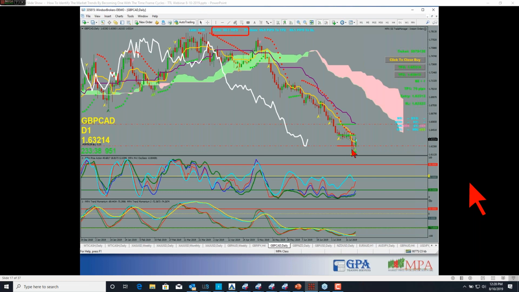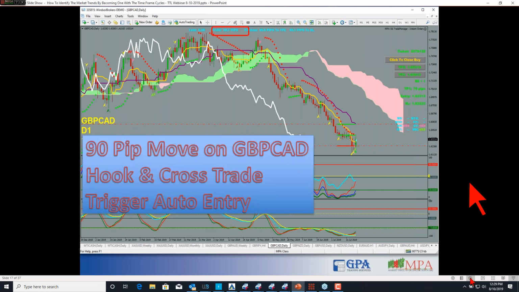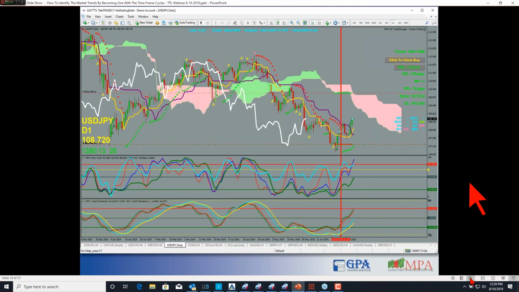So what does it do for you automatically? It takes away the stress. It'll enter the trade when it's appropriate, and it'll let it run when it's appropriate. And when it takes profit, it automatically moves your stop loss. So you go from at-risk trade to a no-risk trade. Again, not the biggest move, 90 pips, but that was automated and it's continuing to move, and we're still in it. And that was the hook and cross auto trading.